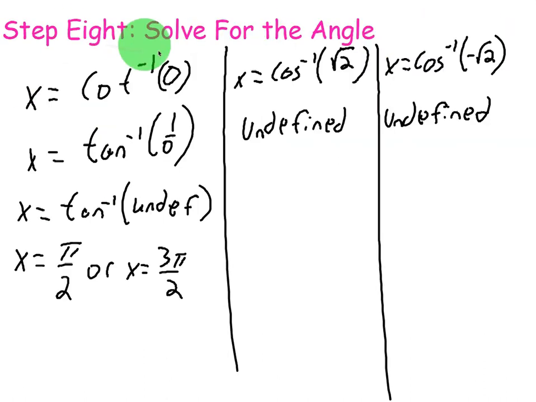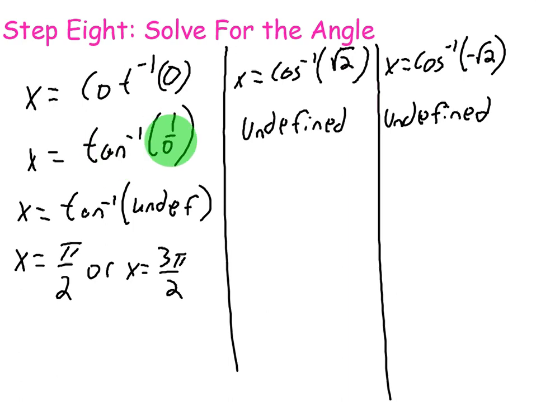Step 8 is to solve for the angle. So what is cotangent inverse of 0? Well, remember, there is an identity. It's called the inverse reciprocal identity for trig functions, which basically says that cotangent inverse of x is equal to tan inverse of 1 over x. So cotangent inverse of 0 is equal to tangent inverse of 1 over 0.